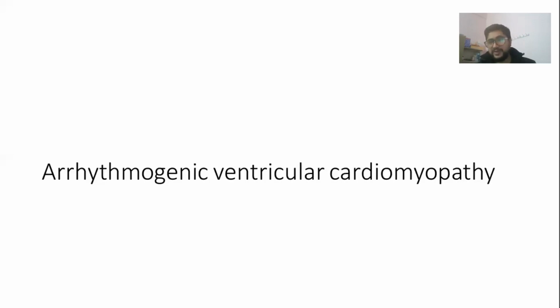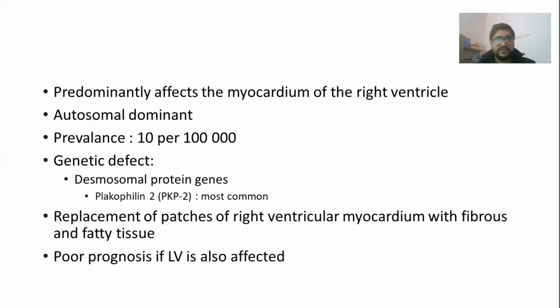Although rare, arrhythmogenic ventricular cardiomyopathy is a frequently tested topic in various MCQs, so you should know something about this too. It predominantly affects the right ventricle. However, if there is involvement of the left ventricle, prognosis is usually very bad. It is an autosomal dominant condition with a prevalence of about 10 cases per 100,000 population. The genetic defect is present in the desmosomal protein genes. The most common mutation is seen in plakophilin 2, that is PKP2.